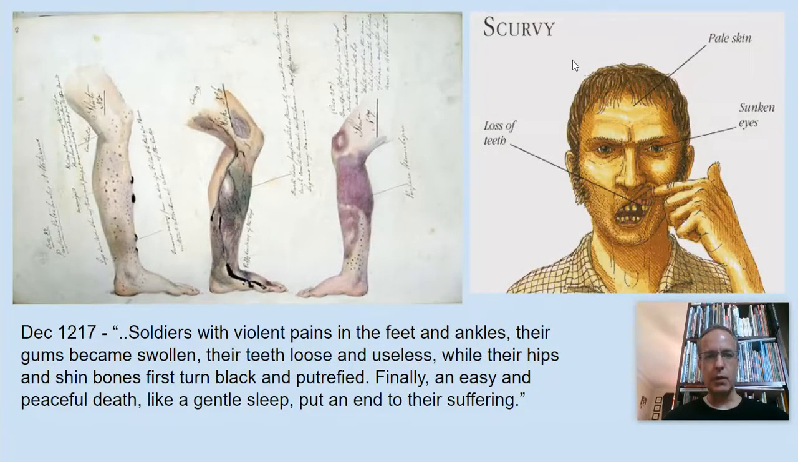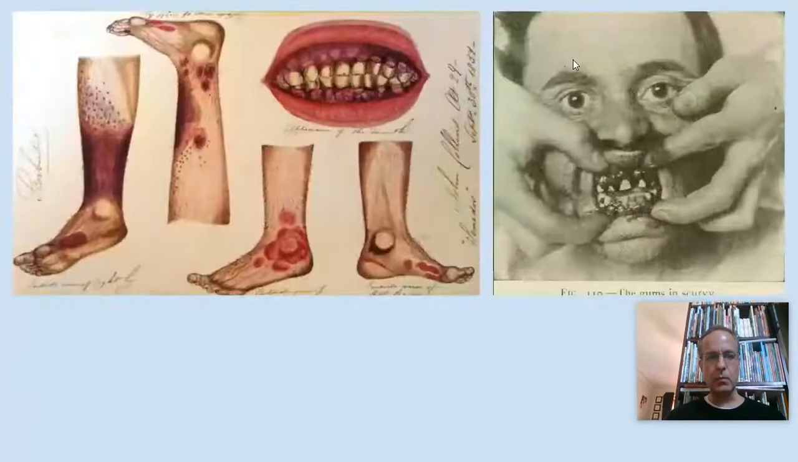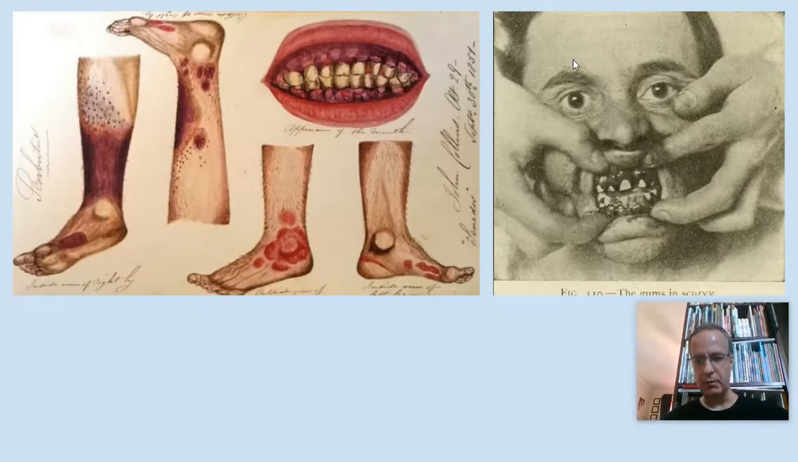Some illustrations. You see the sort of terrible, like rotting flesh and teeth falling out. A description from the year 1217: Soldiers with violent pains in the feet and ankles, their gums swollen, teeth loose and useless. Their hips and shin bones first turn black and putrefied. And finally, their suffering ends and they die. If you look for pictures of scurvy, you'll see lots of terrible, disgusting photos. I try to keep that to a minimum here on my presentation, but you can find lots of gross pictures of scurvy if you want to.